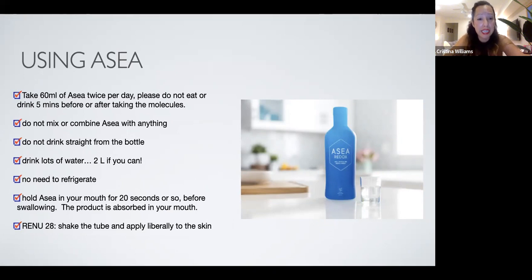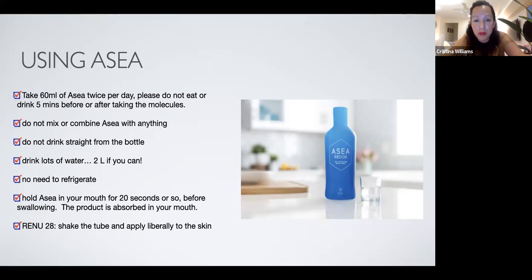So when you start taking a SEER, you will talk a little bit with the person who introduced you about your exact amount. But for most of us, it's going to be 60 ml twice a day. So you'll use the little plastic cap that comes with your bottle. Make sure you don't mix it or combine it with anything. Don't drink straight from the bottle. Drink lots of water. You don't need to refrigerate it, but you can. Hold a SEER in your mouth for 20 seconds or so before swallowing. This is very important because the product is absorbed in your mouth.